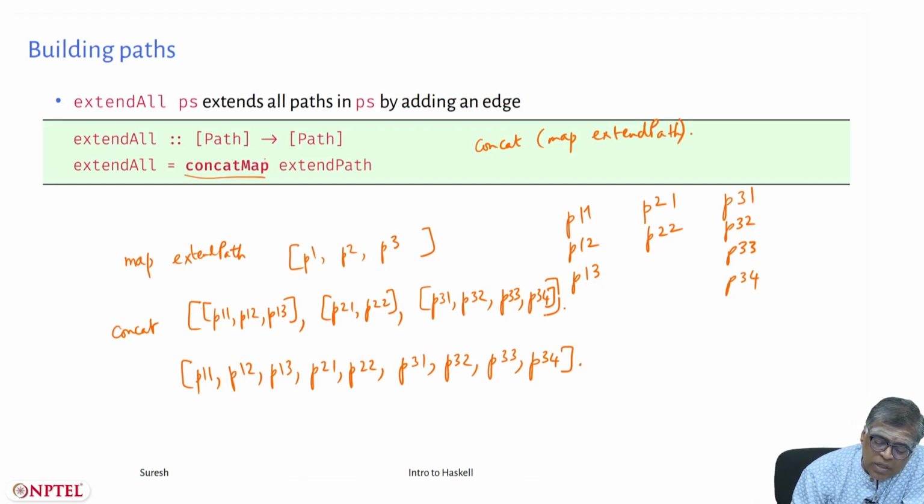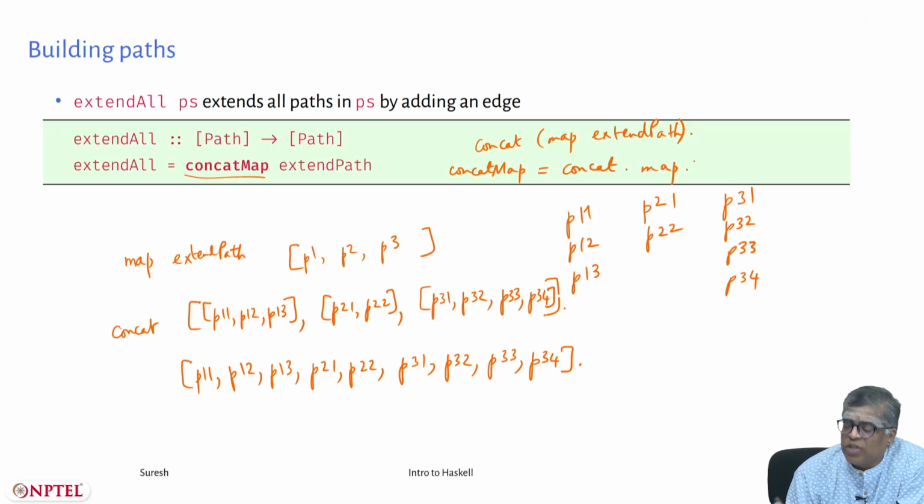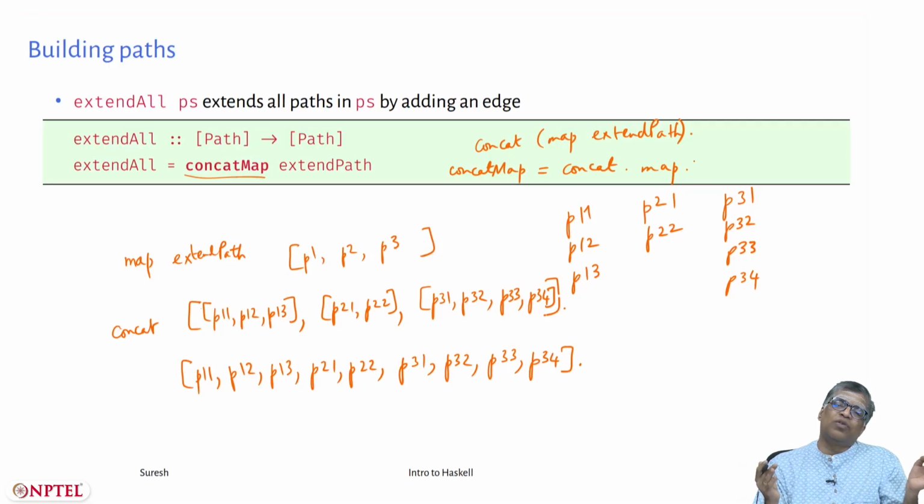But concatMap is a built-in function which is nothing but concat followed by map. This is such a commonly used pattern, map followed by concat, that Haskell offers a single function which is defined to be concat dot map. First apply map and then apply concat on the result. Okay, so now we know how to extend a single path to multiple extensions. If I am given a list of paths, I know how to extend all the paths and get another list. I had a list of all k length paths, now I will get a list of all k plus 1 length paths. Okay.